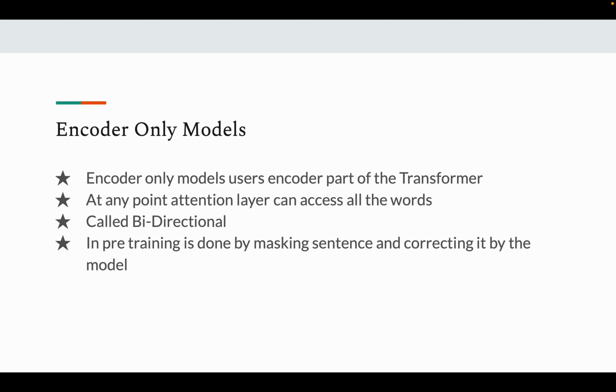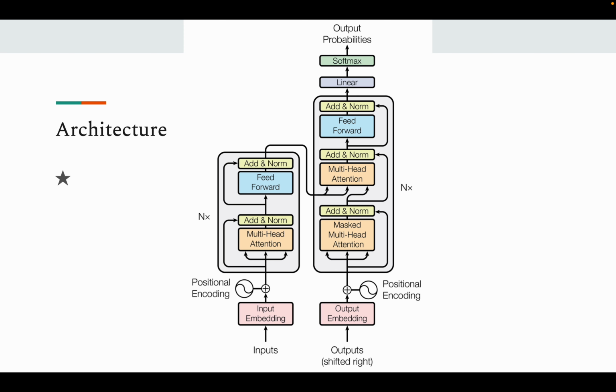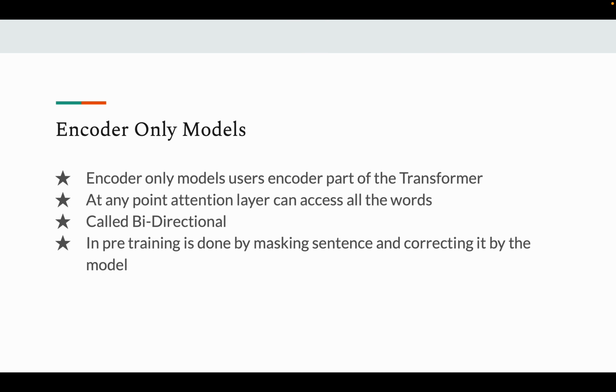Now we can go to the first category, encoder-only models, also called BERT-like models. As the name says, an encoder-only model uses only the encoder part of the transformer architecture. And at any point, the attention layer can access all the words, which is called bidirectional.